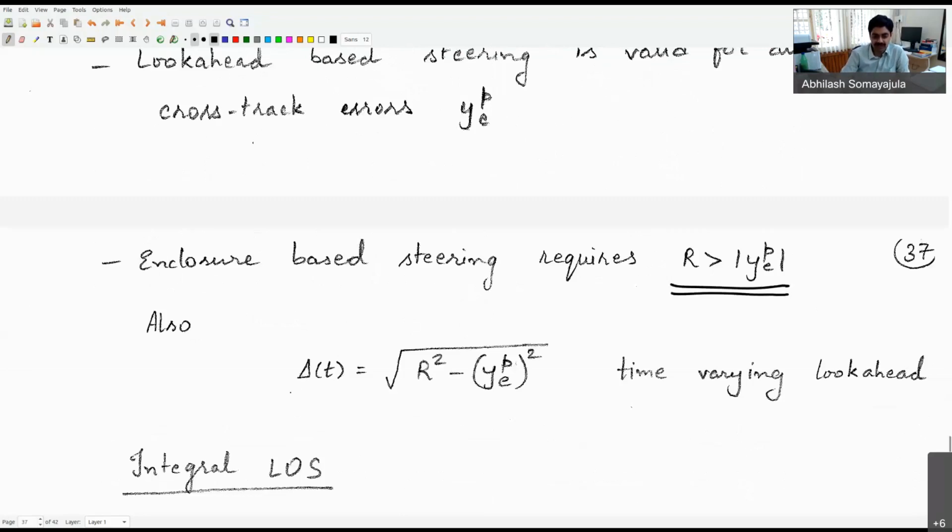Okay. And also here in this case, your delta is time varying. You will notice that your delta is actually given by the square root of R squared minus Y_pe squared. So you can see that your look-ahead distance in an enclosure-based scheme is naturally time varying. Whereas in the proportional LOS-based scheme, we could choose it to be a constant value if we wanted to. And then if we wanted to, we could even play around with it, and it gave us a little more degree of freedom to tune it. Whereas here it is by default a time-varying look-ahead distance. Everybody with me so far?